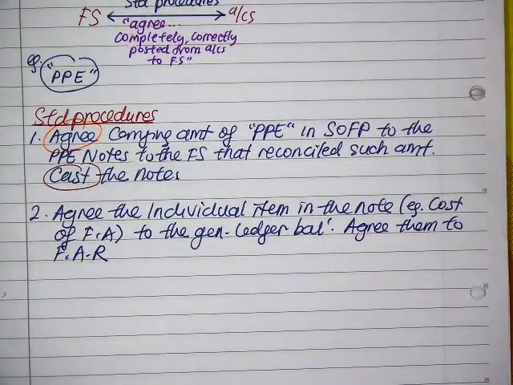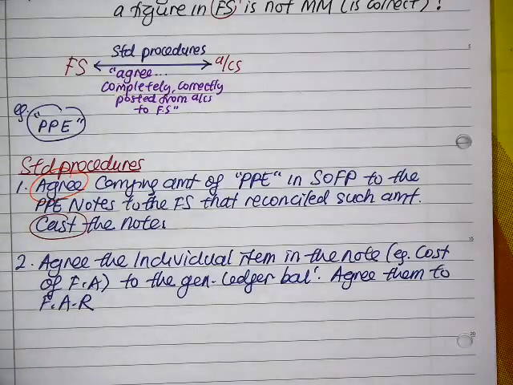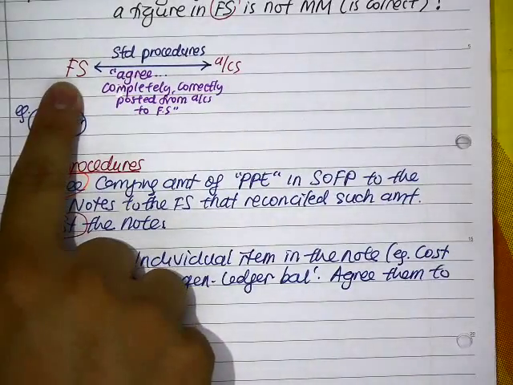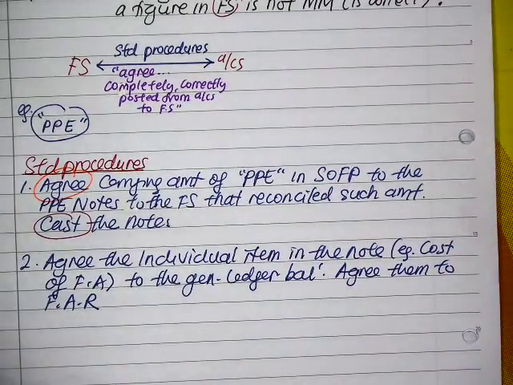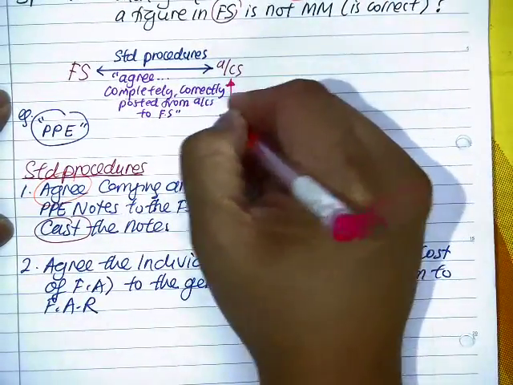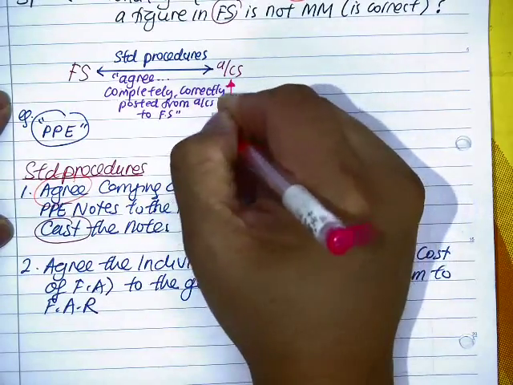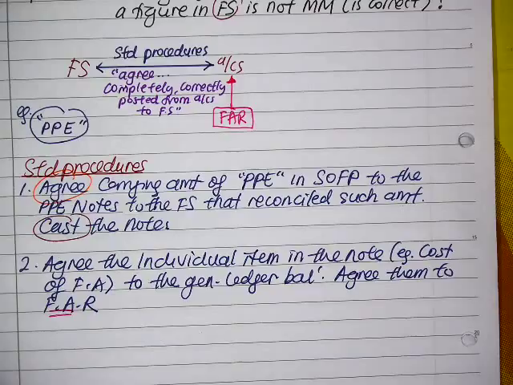FAR, fixed asset register. So now we have successfully compared and agreed what you see here all the way to the final. The final that we have just stopped at is the FAR, the fixed asset register. Okay, so we just finished here up to the FAR.